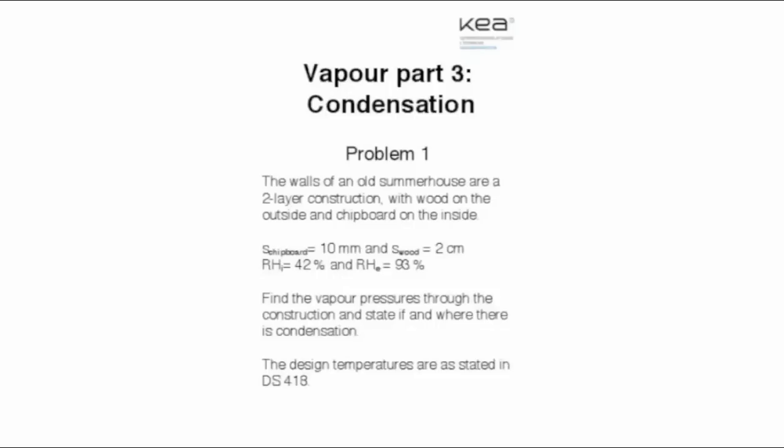The problem we have to do today is to figure out if there's going to be condensation in the walls of an old summer house. We have wood on the outside and chipboard on the inside. The relative humidity internal is 42% and the relative humidity external is 93%. And the design temperatures are as stated in DS 418.